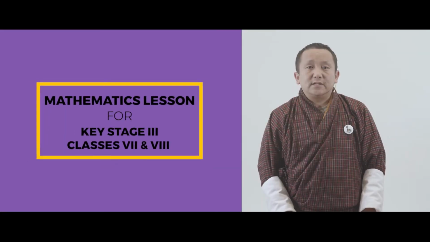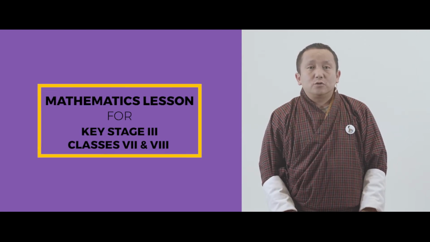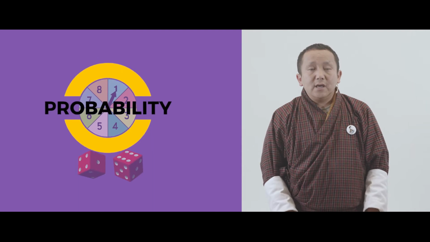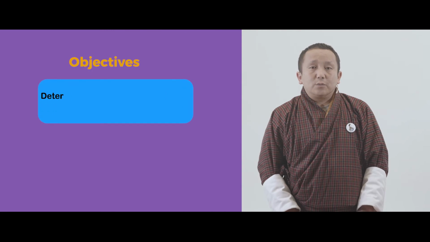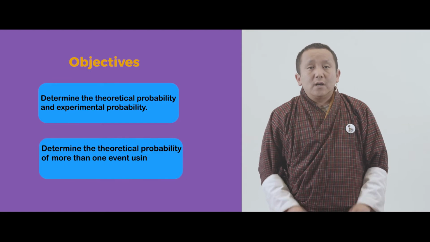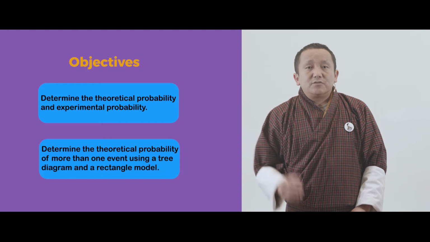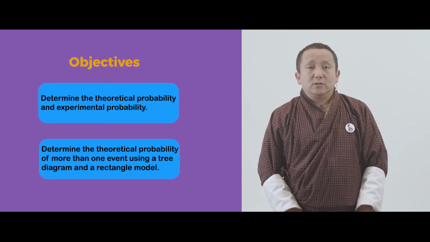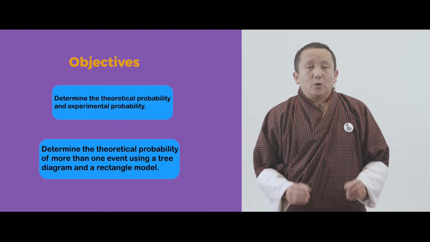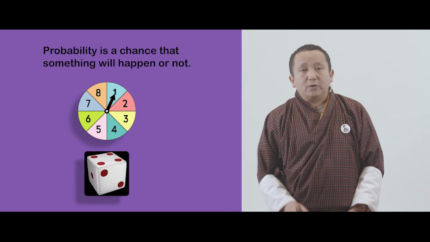My name is Karma Chikmi and today I'll take you all through a mathematics lesson for Key Stage 3, which includes classes 7 and 8. Today's topic is probability, and under this topic you should be able to determine the theoretical probability and the experimental probability. Also, you should be able to determine the theoretical probability of more than one event using a tree diagram and a rectangle model. Well, we know that probability is a chance that something will happen or not.